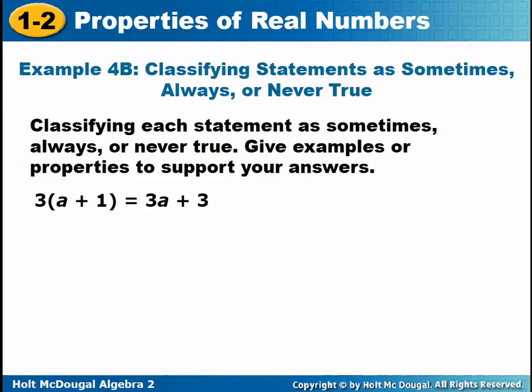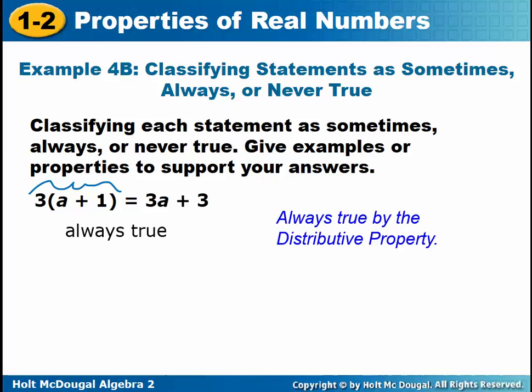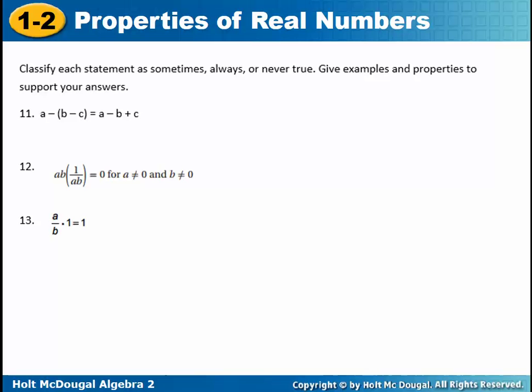Okay, here's another example. 3 times parentheses A plus 1 equals 3A plus 3. This side over here, if you use the distributive property there, you would get 3A plus 3. That's the exact same as the right side. So they're always going to be equal to each other by the distributive property. Here's some from your homework.